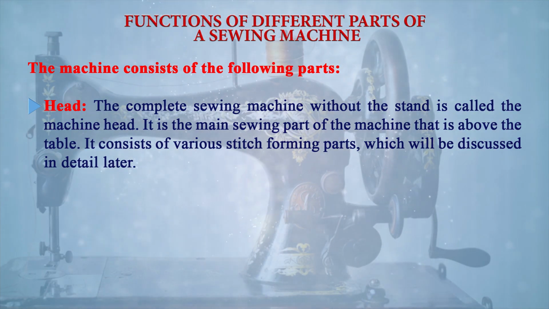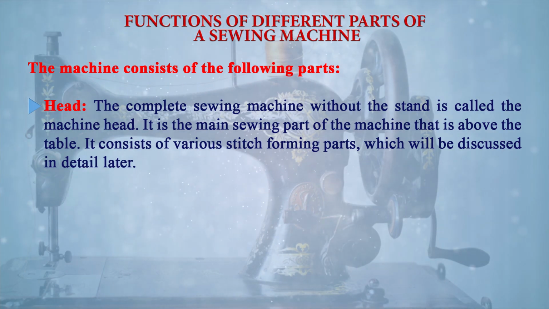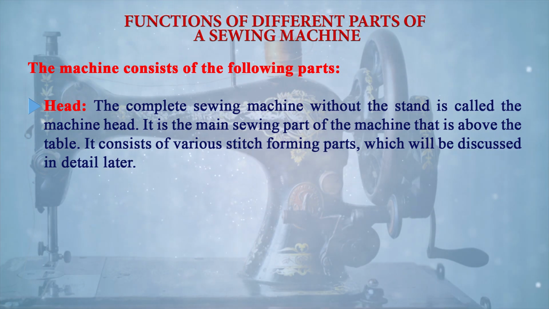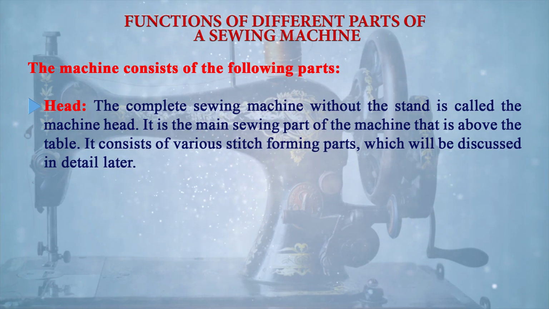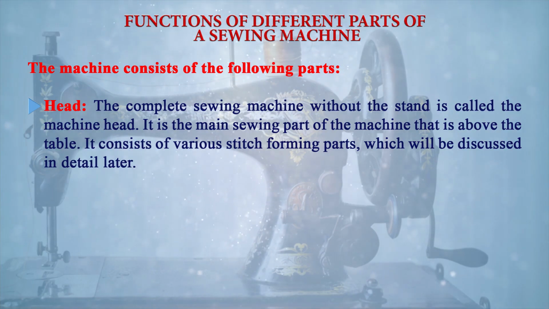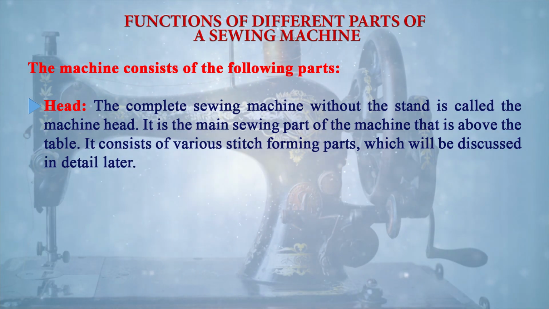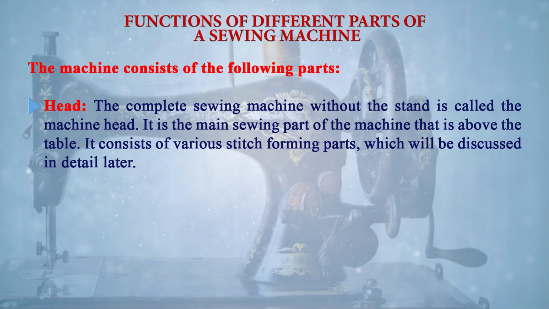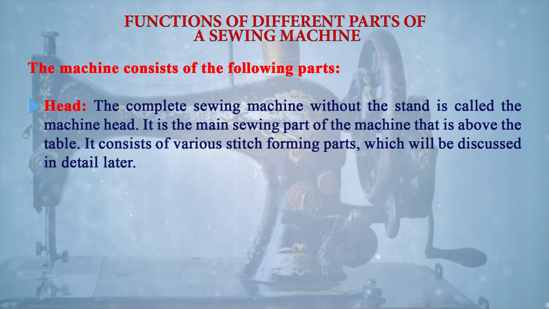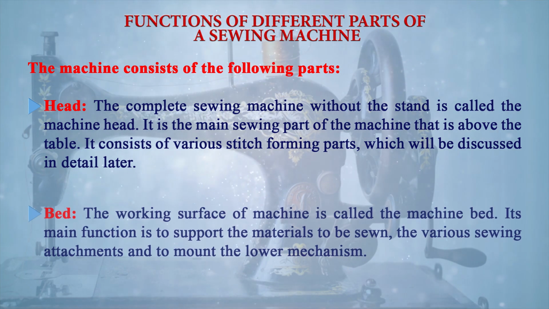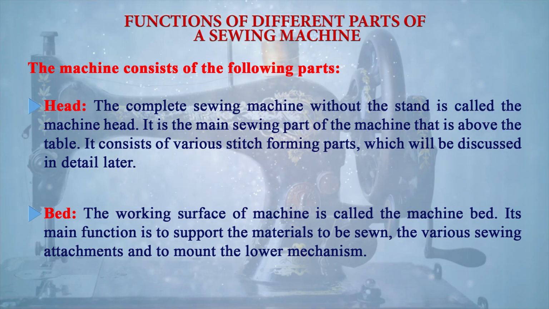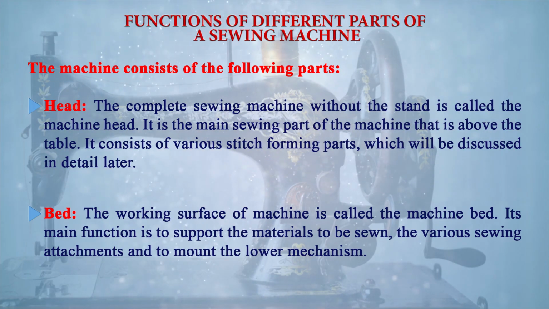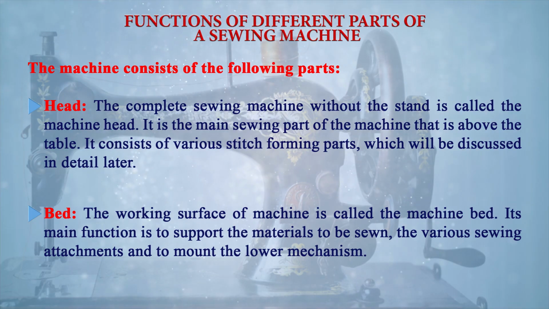So it is the main sewing part of the machine that is above the table, and it consists of various stitch forming parts, as we discussed: the balance wheel, the arm portion of the machine, the face portion of the machine. All these form different parts which we will discuss now. Then we have the bed, as we discussed, the lower part of the machine. The working surface of the machine is called the machine bed.